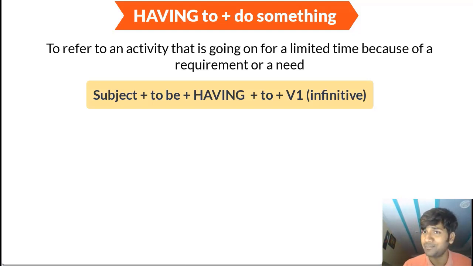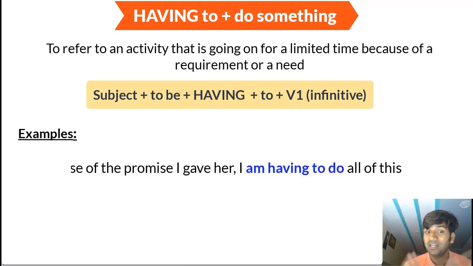Let me show you some examples and make you understand. This one is tricky and you gotta pay attention, right? Example number one. Because of the promise I gave her, I am having to do all of this. So I'm doing something and I'm having to do it, right? Like I don't have a choice. I have to do it.